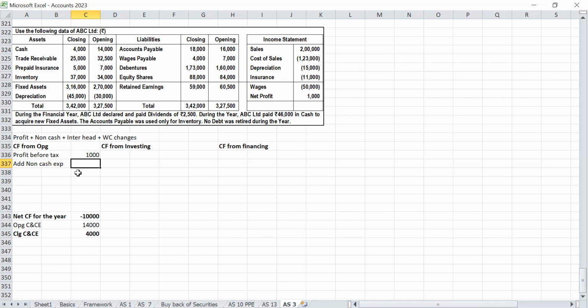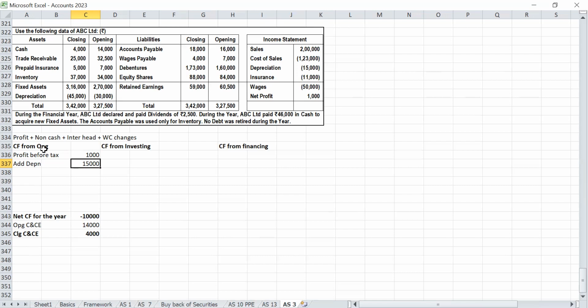Non-cash expenditure. Sir, profit and loss account is given, sir. Yes sir. What is the non-cash item? 15,000 is depreciation. Non-cash expenditure we have added. Correct? Okay.